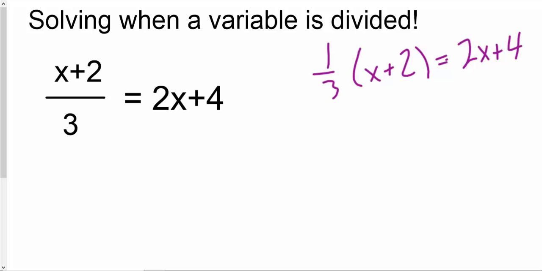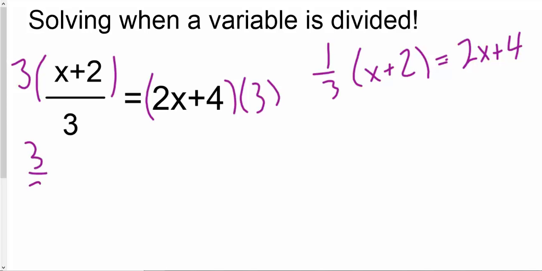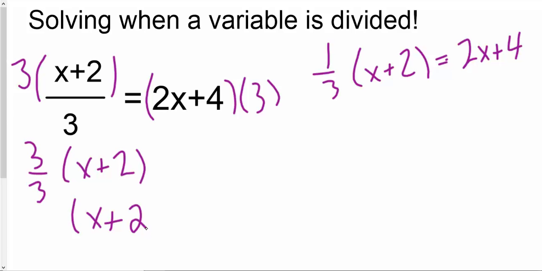However, we may also want to just multiply by 3 on both sides. So that way the 3 over 3 reduce. Essentially, this is what happens. I would get 3 over 3 times x plus 2. And 3 over 3 is just 1. So I'm left with x plus 2. Now, from here, what we can say is that we also need to distribute the 3 to everything on the right-hand side. This gives us 6x plus 12.